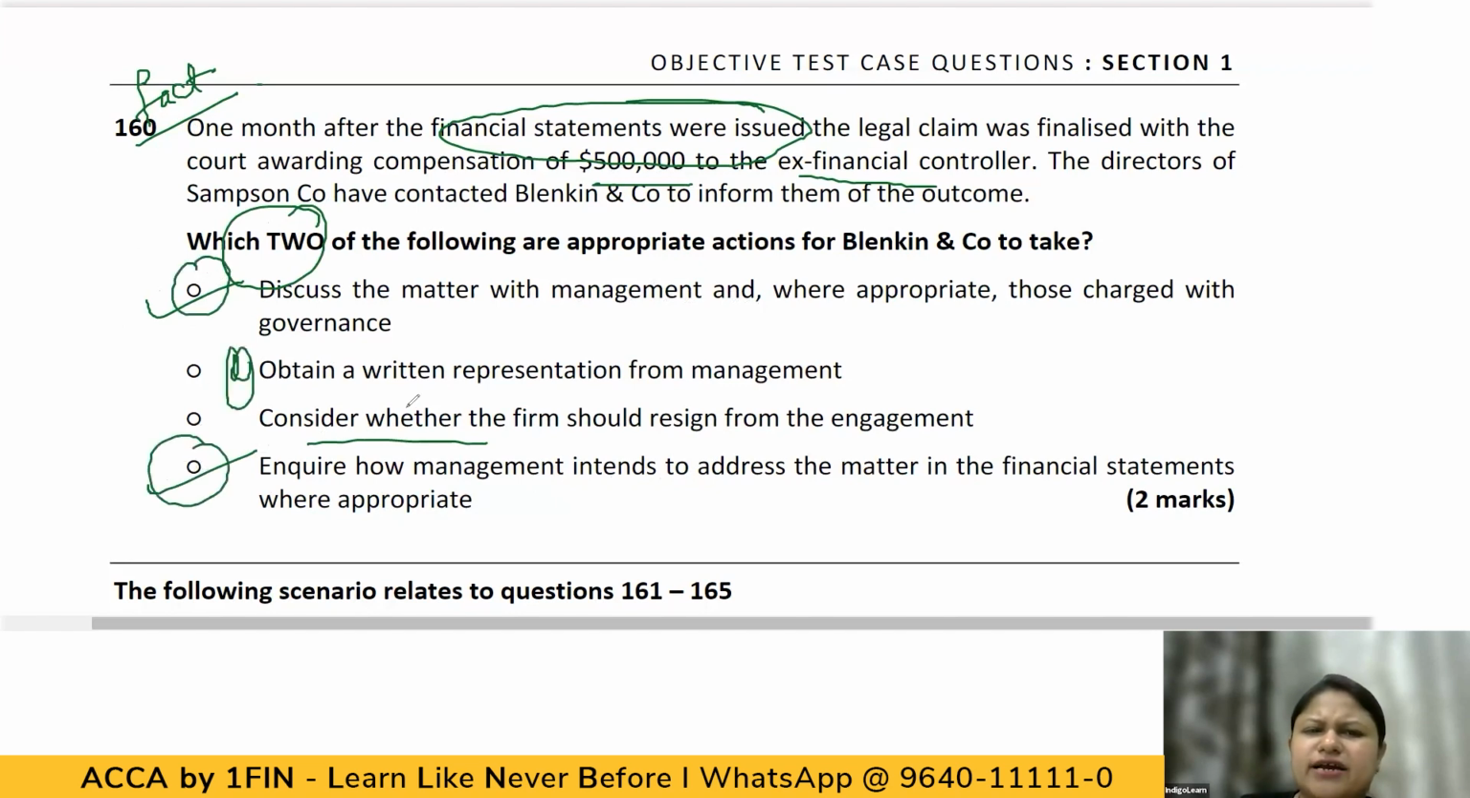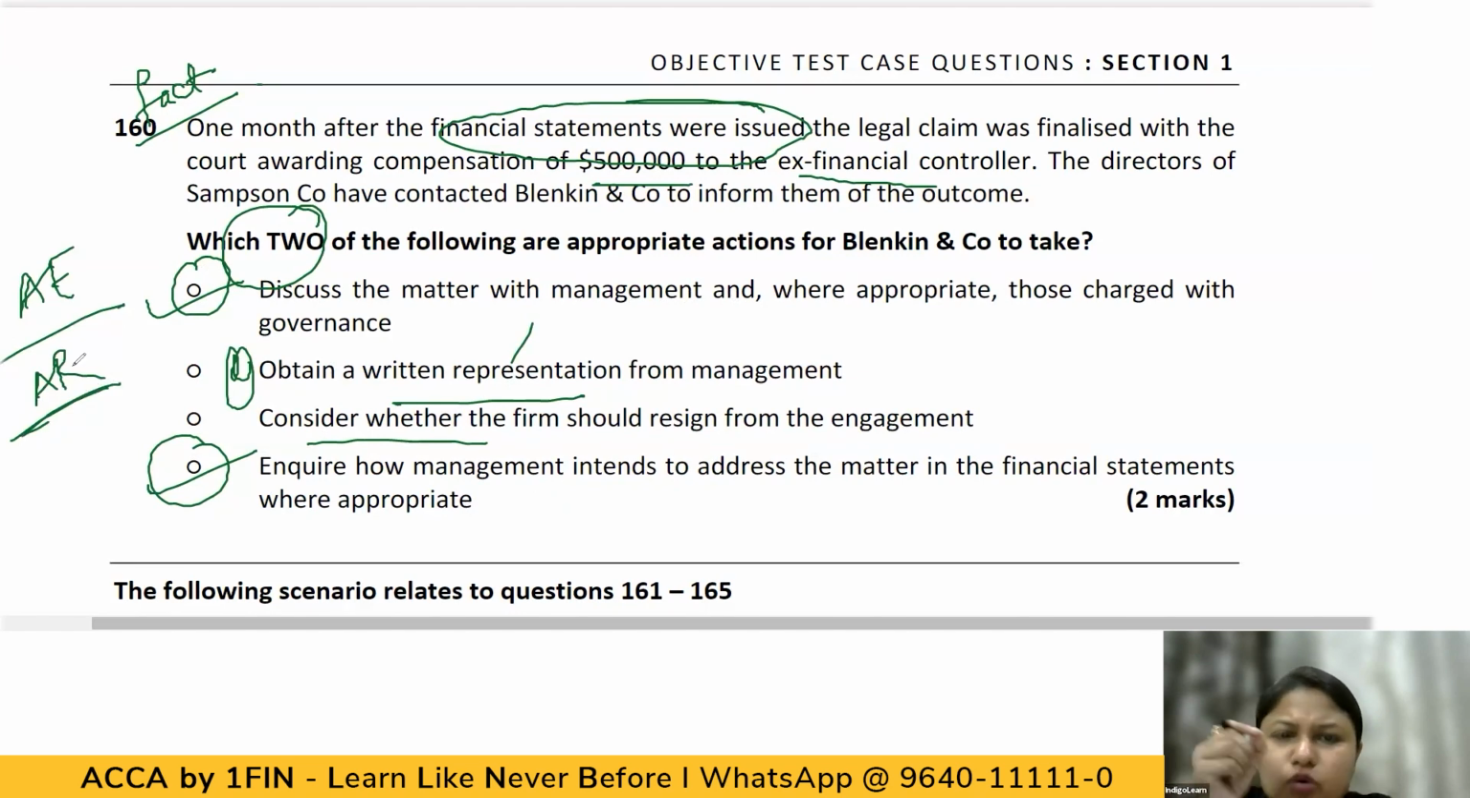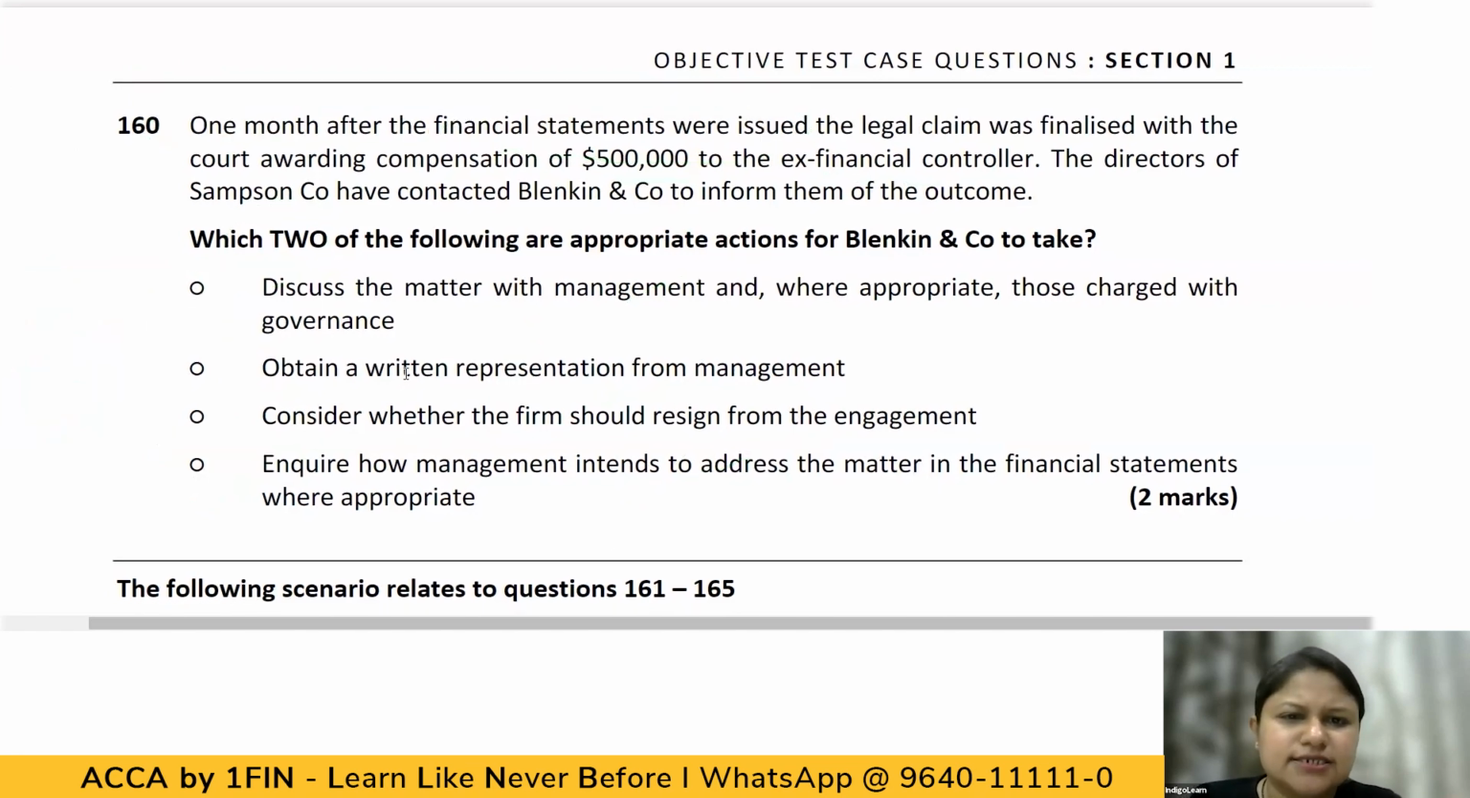Written representation, why? No longer audit evidence required. The audit report is already given. Audit evidence you will obtain only up to the point the audit report is signed. After that, we don't require written representation. Written representation you will obtain only and only before the audit report is given, not after that. So written representation is not required, and resignation criteria is not there because the audit report is given. So 2 things: discuss with the management and understand what would be the appropriate action. Okay, so these are the understandings that we have with respect to the answers.